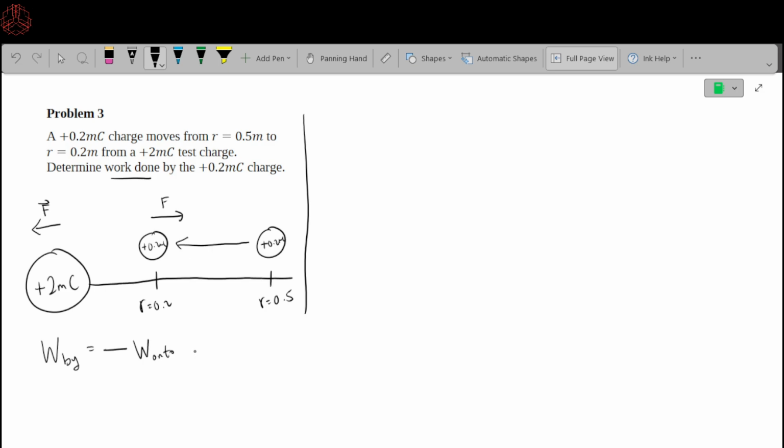Okay, so then we ask the question, how do I find the work done? We can find the difference in energy. The work done is just the difference in electrical potential energy, and electrical potential energy is just kQq over r. What changes here is actually the r. So I can write kQq times (1 over r final minus 1 over r initial).